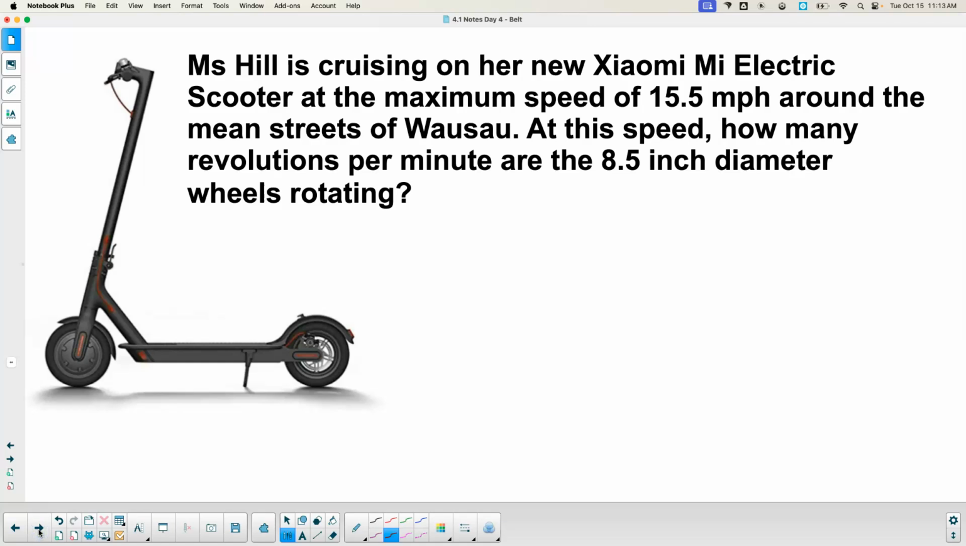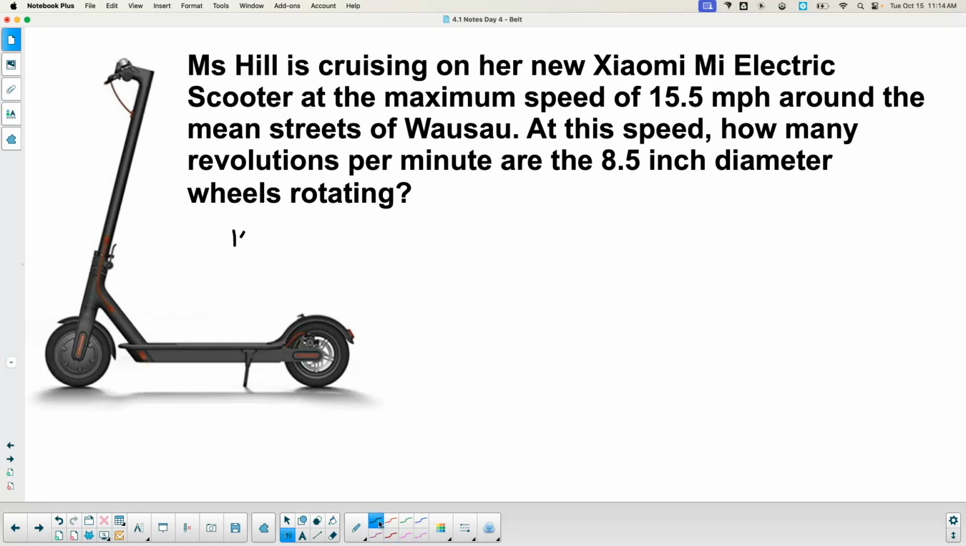Mrs. Hill is cruising on her new electric scooter at a maximum speed of 15.5 miles per hour around the mean streets of Wausau. At this speed, how many revolutions per minute are the 8.5-inch diameter wheels rotating at? Okay, I love it. So it told us a starting speed or distance or something along those lines, correct? What's our starting value? 15.5 miles per hour. The label here is actually relatively important also.